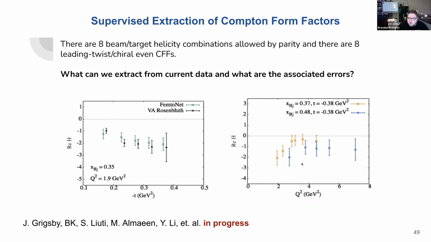And what we did was we also looked at ensembling, for instance, 6 GeV and 12 GeV data, so that we can get a look at how the Q-squared development goes in this Compton form factor as well. So these are all interesting extractions, and they're still in progress.